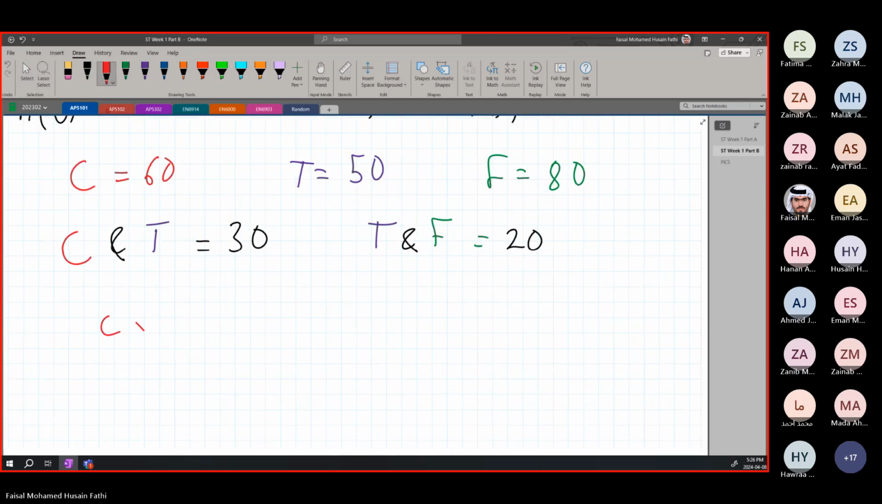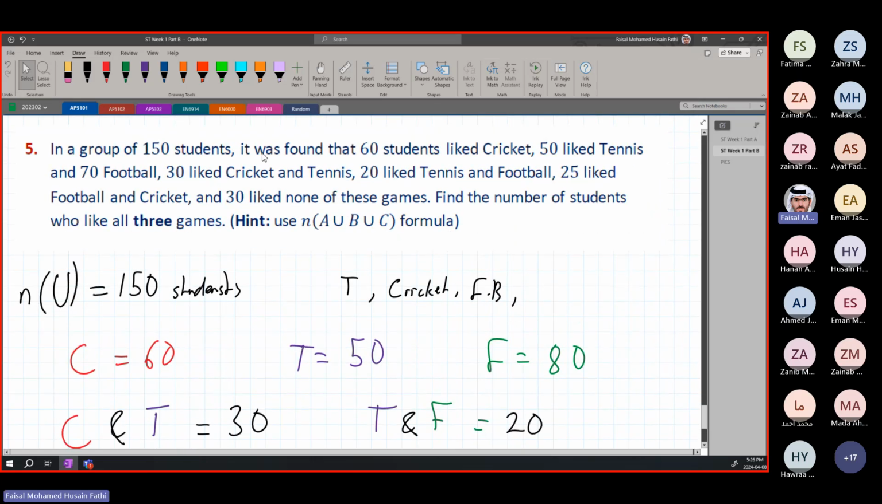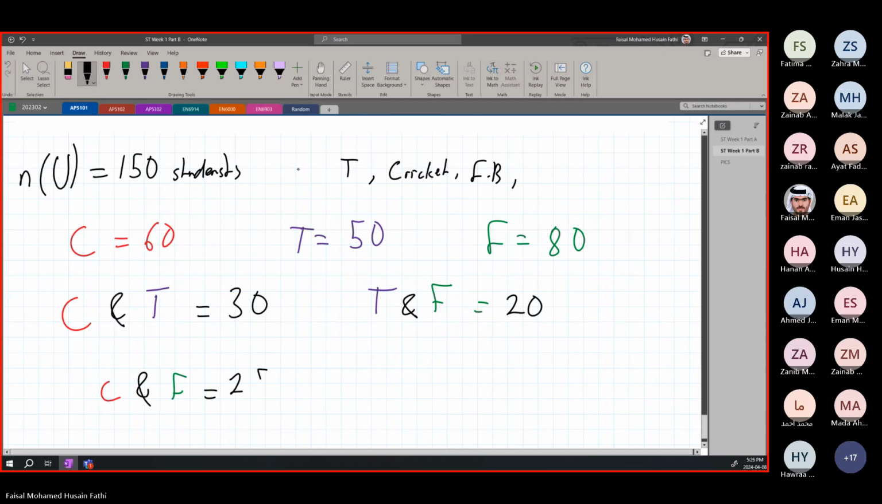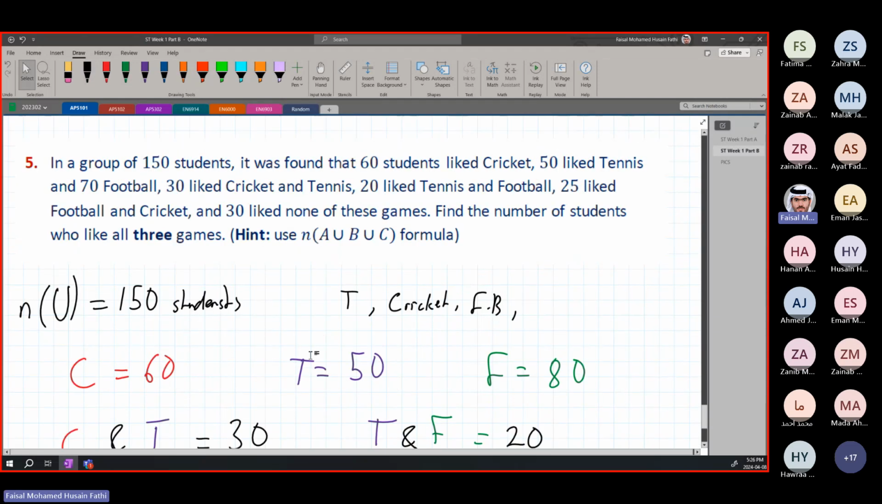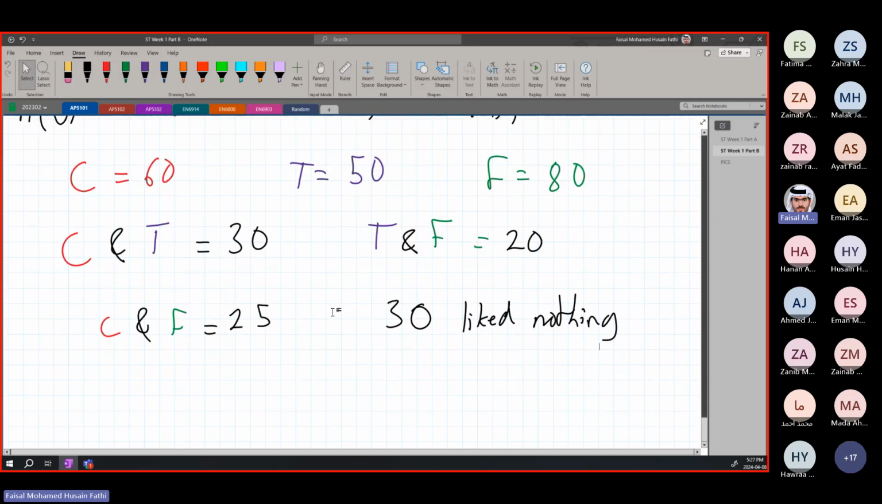So cricket and football is equal to, what was it? 25. And 30 students liked nothing completely. So we know that a total of 120 students of the 150 like sports, 30 do not like sports. All right. So here we can start building our final systems.